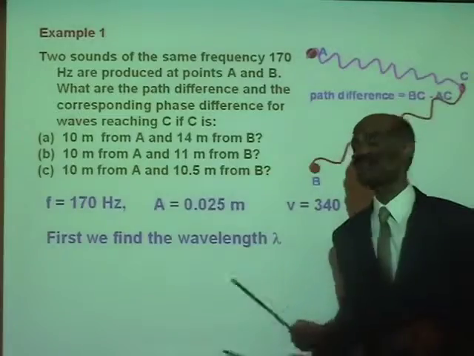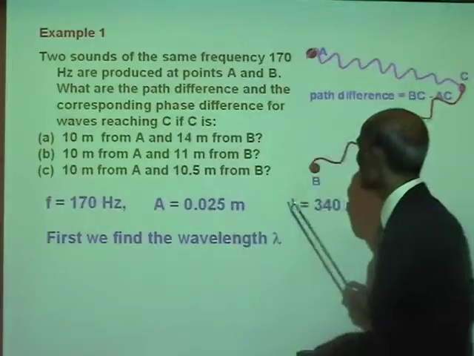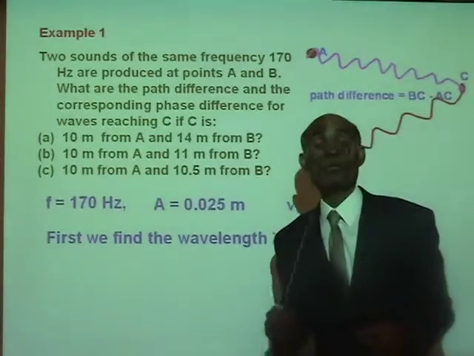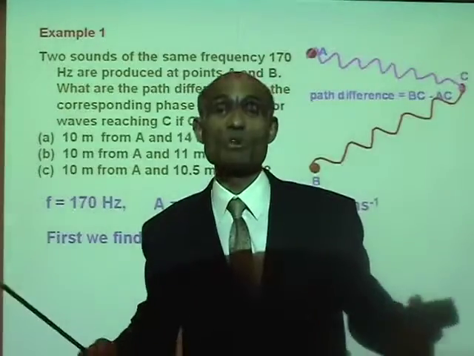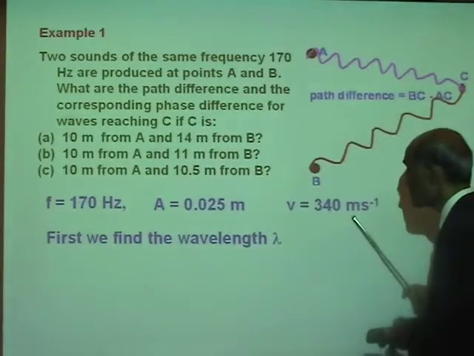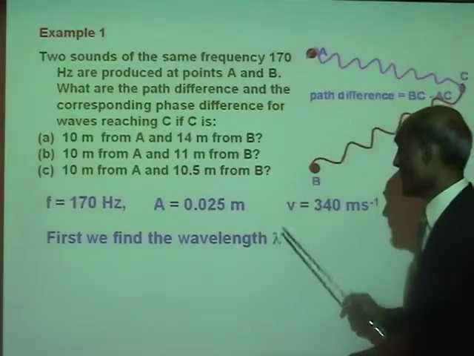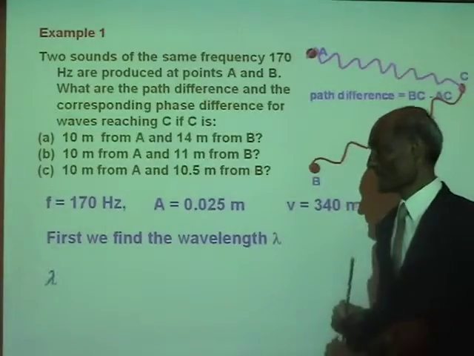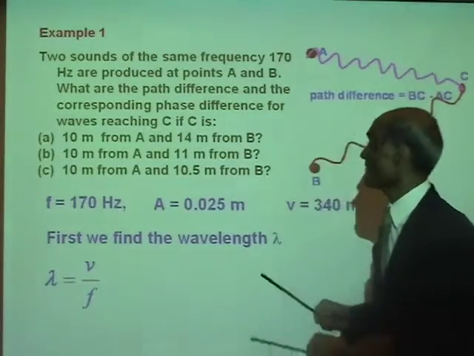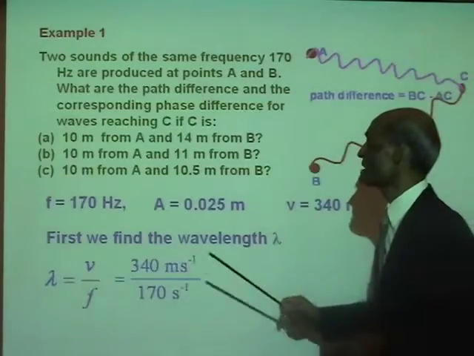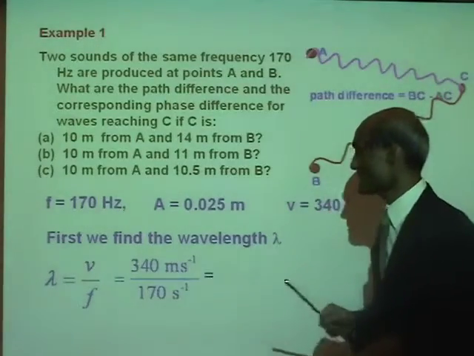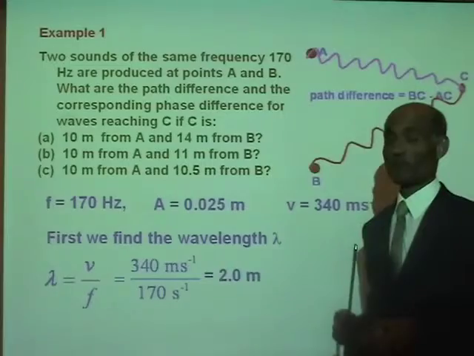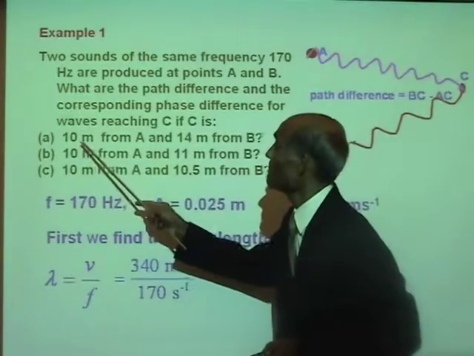Now, how do we find the wavelength lambda? If you know the frequency of the sound, we know the speed of sound. I haven't given it to you there, but I have told you, whenever you need the speed of sound at room temperature, use it as 340 meters per second. Tell me, if you know V and F, how do we find lambda? Lambda equals V over F, and that will be 340 meters per second divided by 170 hertz, that is 2 meters. So lambda equals 2 meters. Okay, now we are ready to do this.